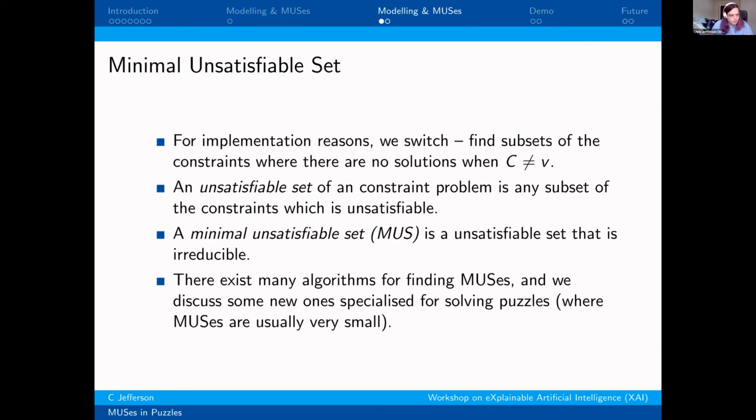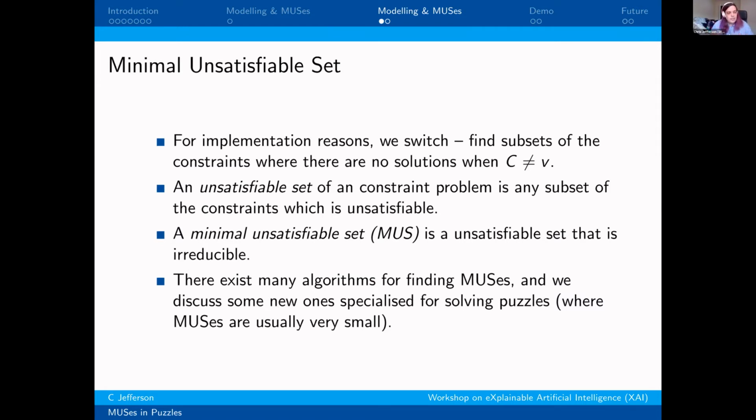There are many algorithms for finding MUSes. We did find the majority of them were too slow for our purposes. And we think the reason for this is that they tend to be designed to solve very large, very hard problems where the MUSes are often hundreds of constraints big. Once again, people couldn't interpret something that big. In almost all cases, our MUSes are smaller than size 10, and they're often size 2, as we saw in the previous problem. So we have little MUSes.